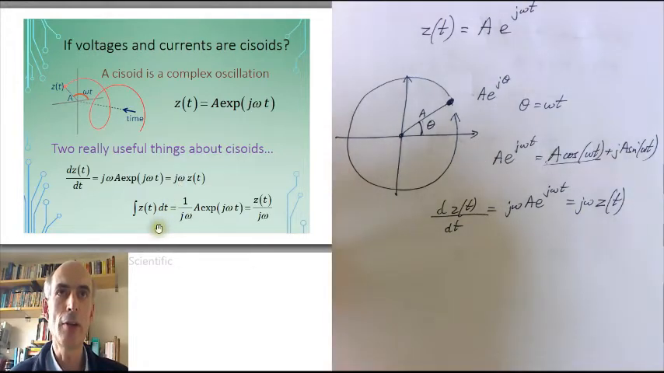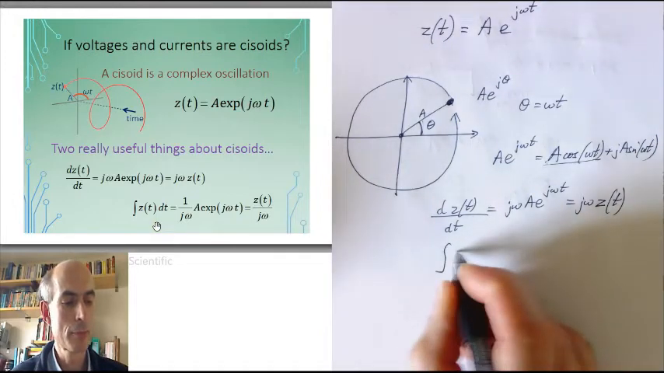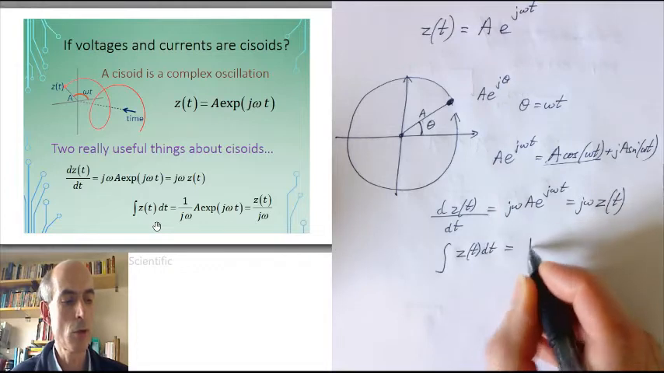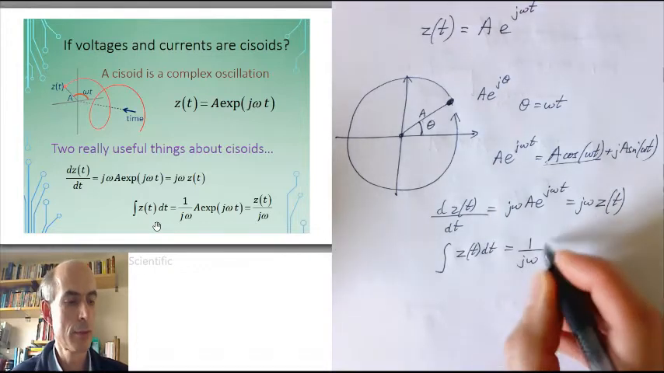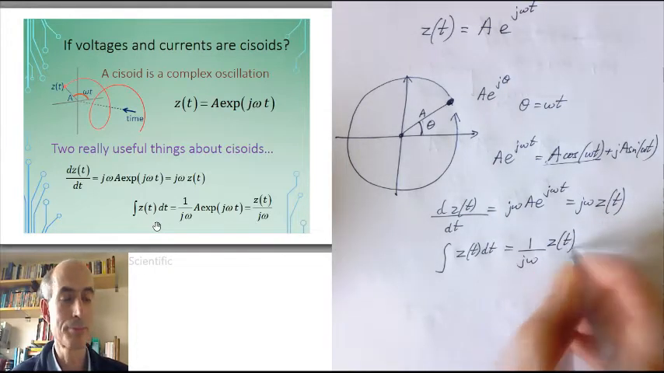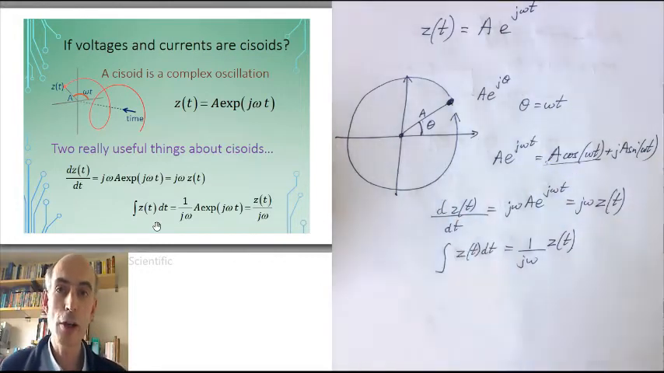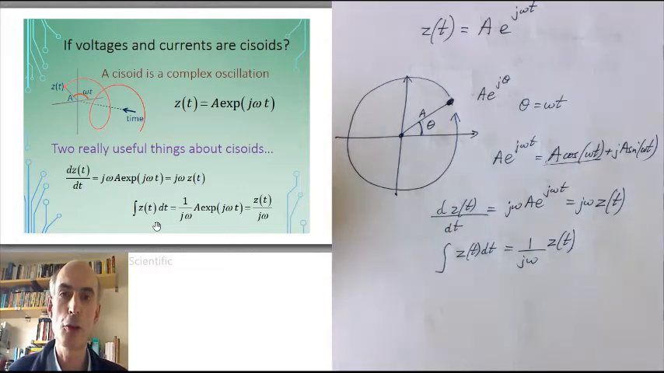And if you integrate it, you get a similar result. The integral of z(t) with respect to t ends up being 1 over j omega times z(t). The other nice thing about sinusoids is that they share the property with sinusoidal oscillations that two sinusoids at the same frequency, if you add them up, you get a third sinusoid.